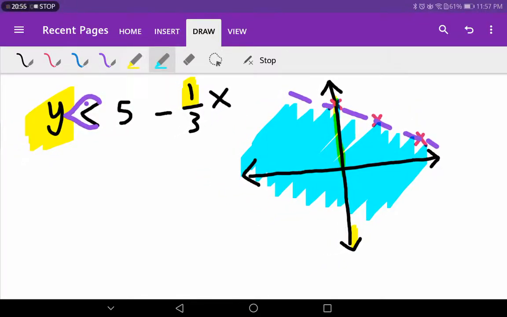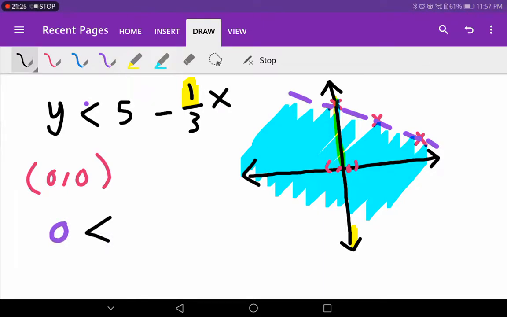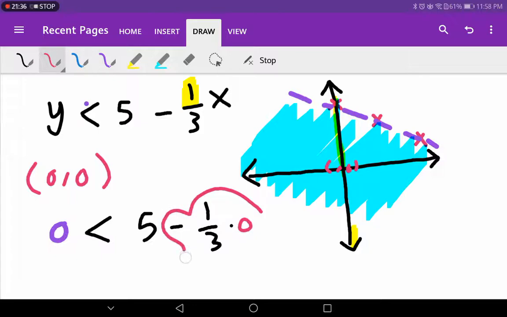Okay, my dear student? And this is the 0 and the 0. Yes, you know that, yes? If you put it in the equation, you will find out it is one of the solutions. You don't believe me? Try. This is the 0 and 0. Replace the y and the x. Yes, it is 0 less than 5 minus 1 over 3 multiplied by x, which is 0. Yes, this gives me 0.